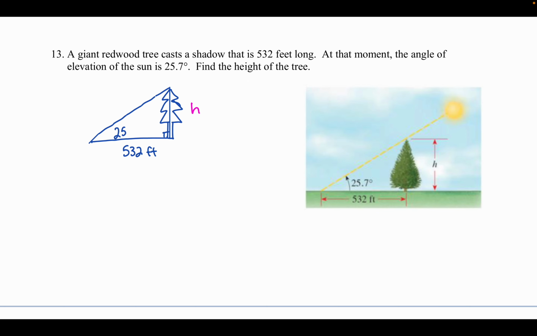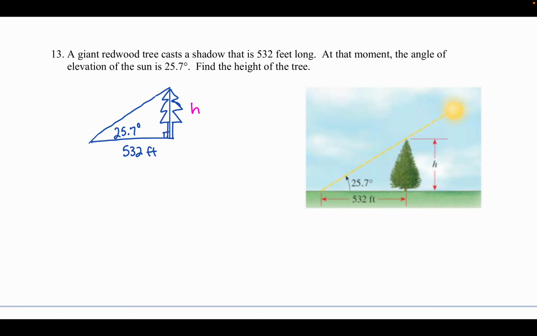That's 25.7 degrees. So if we're talking about the angle of elevation of the sun or to the sun, you can assume it's from the horizontal of the ground. So we need to find the height of the tree. We have an angle and one side length, which means we can figure out what h is.